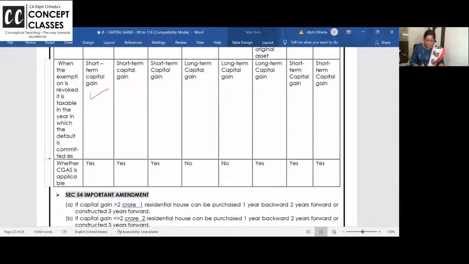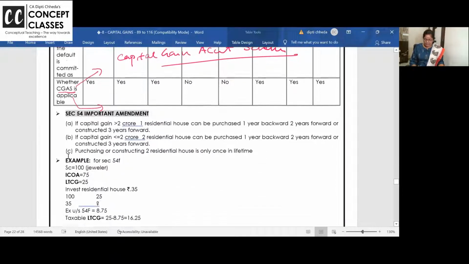Now, something new for all of you. CGAS. I want all of you to write down the full form somewhere. यहाँ मत लिखना, यहाँ मुझे कुछ और लिखाना है, यहाँ नीचे लिख देना. Capital gain account scheme. CGAS is applicable? Answer is yes. Now, what is CGAS?